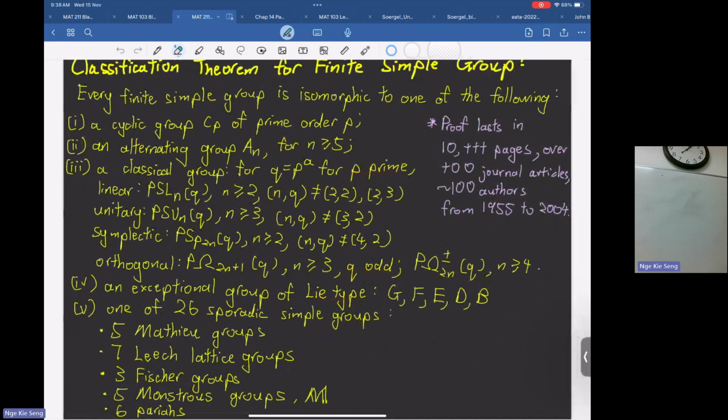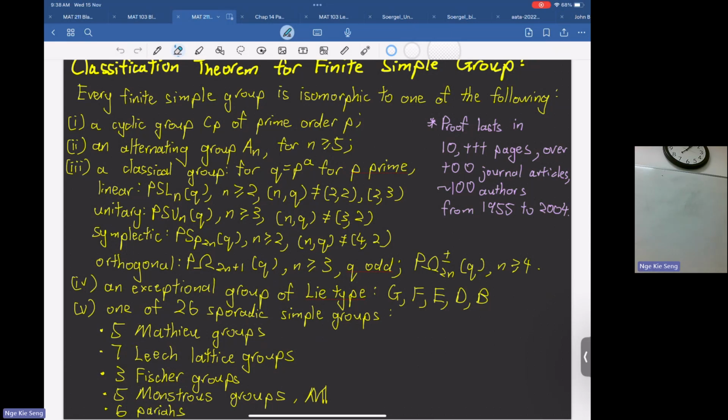So these are all the classification. Either you are a cyclic group, or you are an alternating group, or you are some special group. They use Lie group stuff to classify, and then some exceptional Lie groups, G, F, E, D, B label, and then all these special groups, which we call sporadic simple groups. Out of these groups, there's one special group we call the monster group. The monster group is the largest simple group in this world.